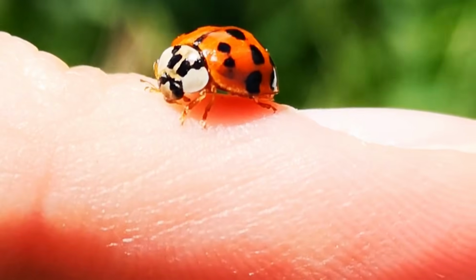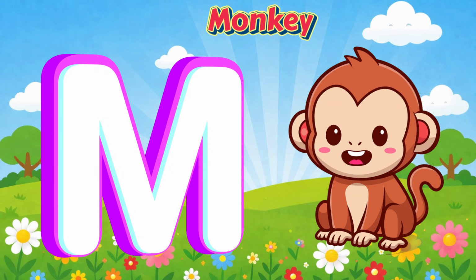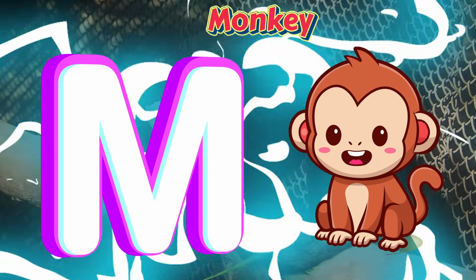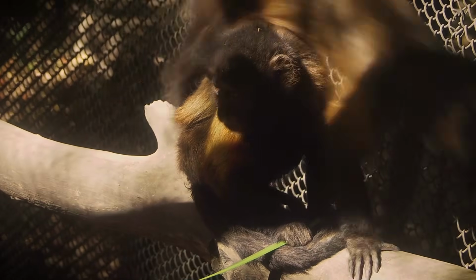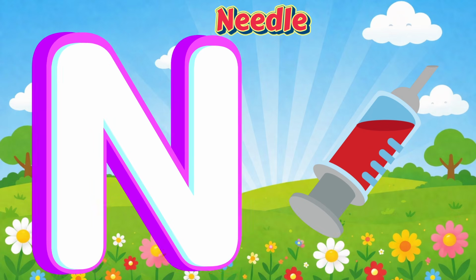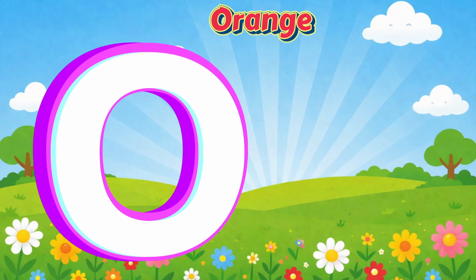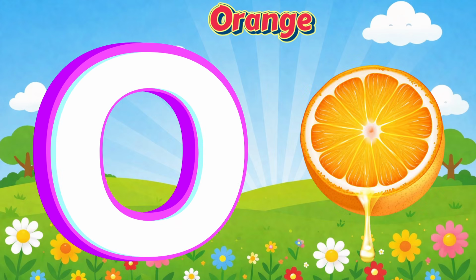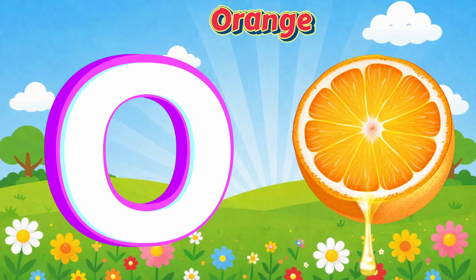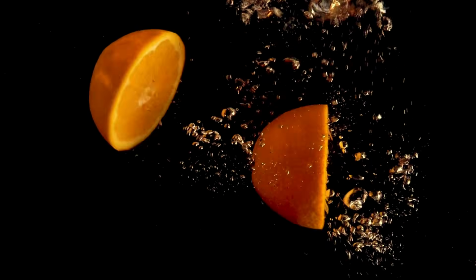Tiny ladybug. M is for monkey, monkey. N is for needle, needle. Silver needle. O is for orange, orange. Juicy orange.